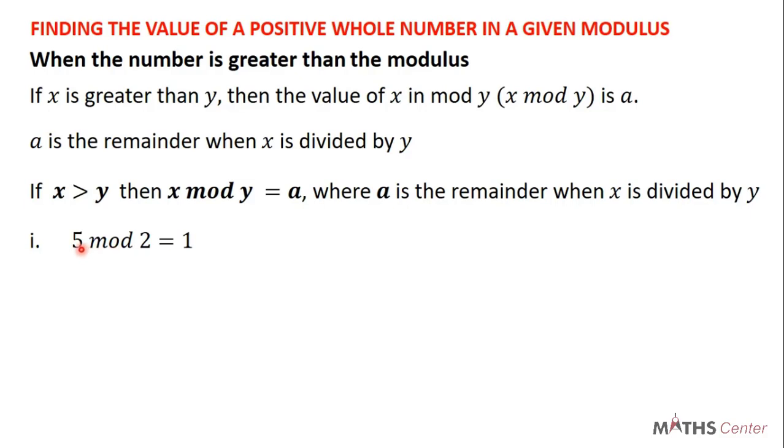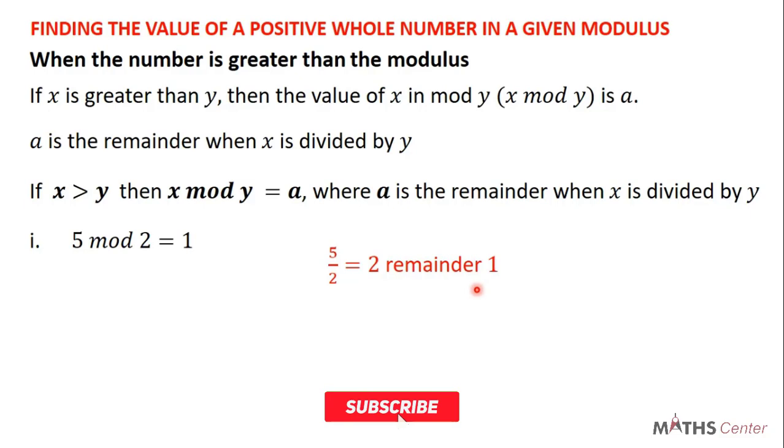We can see that 5, which is the number, is greater than the modulus, which is 2. So here, to find the value of 5 in mod 2, what you are going to do is that you will divide 5 by 2. 5 divided by 2 will give us 2 remainder 1. So the value of 5 in mod 2 is the remainder when you divide 5 by 2. When we divide 5 by 2, you get 2 and a remainder of 1. So 5 in mod 2 is equal to 1, because when we divide 5 by 2, we get a remainder of 1.